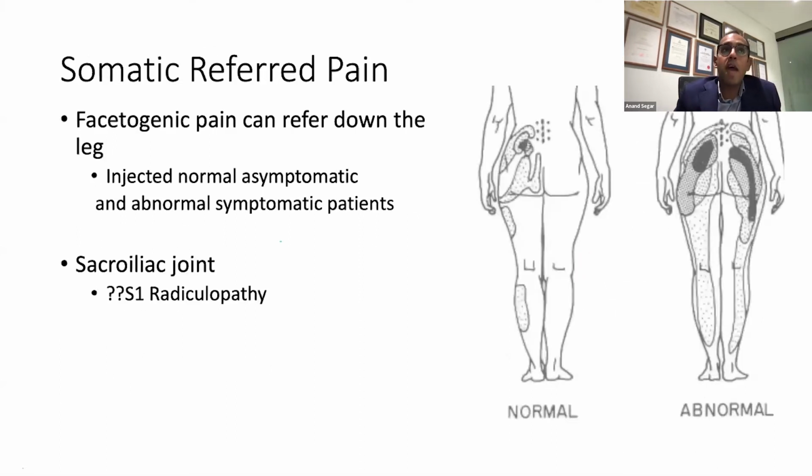But don't forget somatic and referred pain. So pain arising from the facet joints can refer down the leg too. This is a study from the 70s where the investigators actually injected the L3-4, L4-5, and L5-S1 facet joints. They found that in normal people, they got the referral pattern on the left side. So a very sporadic referral pattern. But in symptomatic patients with pain, it can actually mimic an S1 radiculopathy.